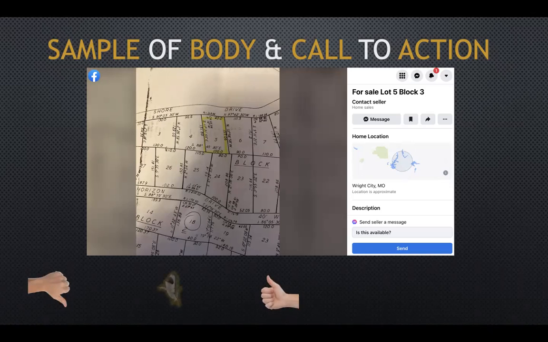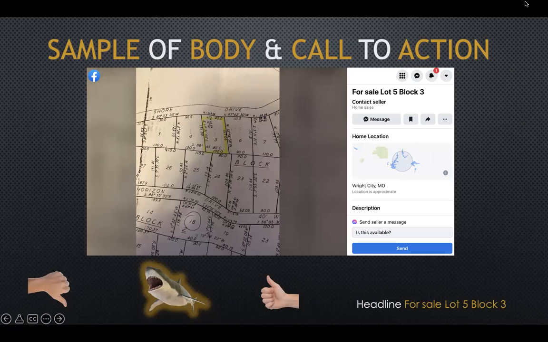So it's up to you, whatever you think about this ad. But I personally would not even think this. I guess it's okay. I guess that's how I would put it. In the headline, yeah, there's your headline. It was for sale, lot 5, block 3.